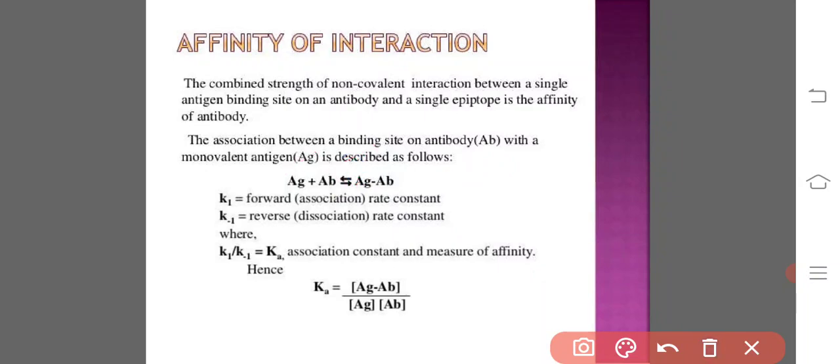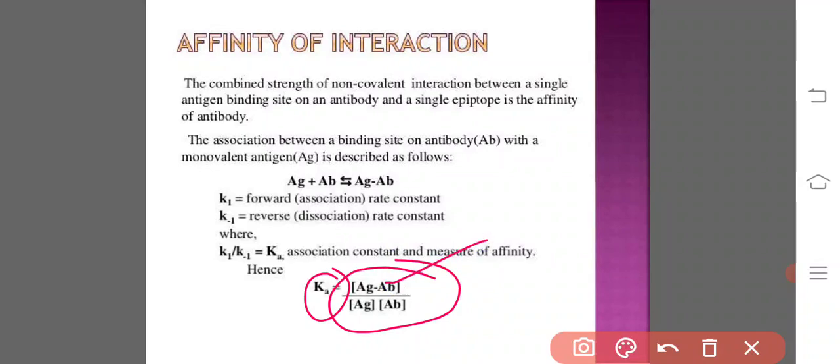Whenever you see this, the affinity constant is denoted as Ka, the ratio of the forward to the reverse reaction. The affinity constant can be measured by carrying out equilibrium dialysis. In equilibrium dialysis, a dialysis chamber separated into two compartments by a semi-permeable membrane is taken. In one compartment, antibody is placed, and in another compartment, radiolabeled ligand is placed. Affinity constant Ka is equal to AgAb divided by Ag and Ab.